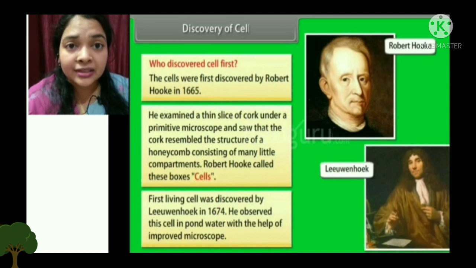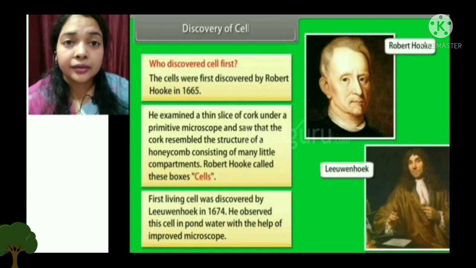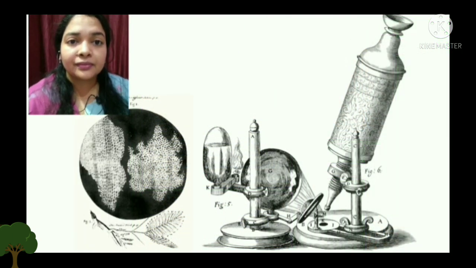After 9 years, in 1674, Antony von Leeuwenhoek discovered the first living cell in pond water. Here you can see the structure of the microscope used by Robert Hooke in 1665, and these are the chambers which he saw under the microscope.